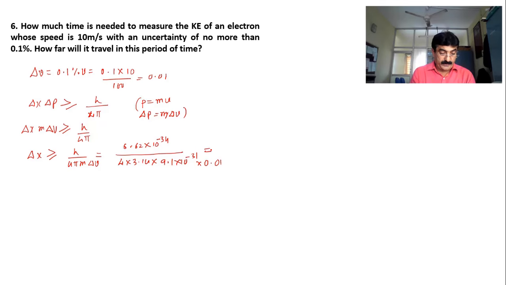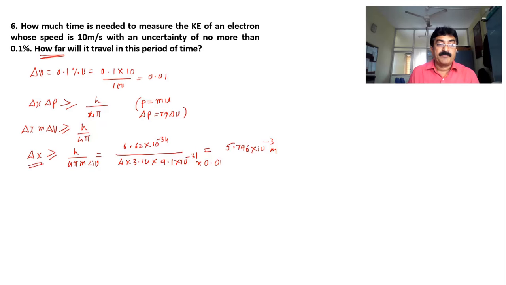So it comes out to be, just 1 minute, I will check. Okay, 9.1 and 0.01. Well, it comes out to be 5.796. 5.796 into 10 to the power of minus 3 meter. This is delta X. So how far will it travel?